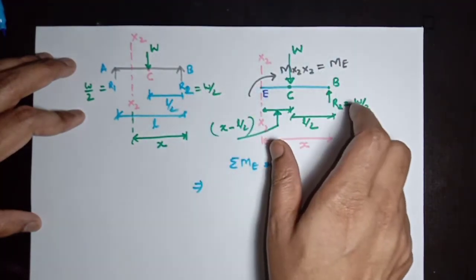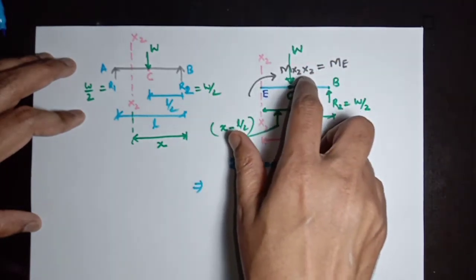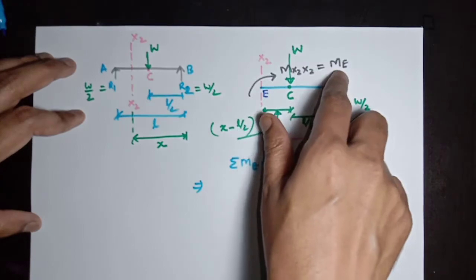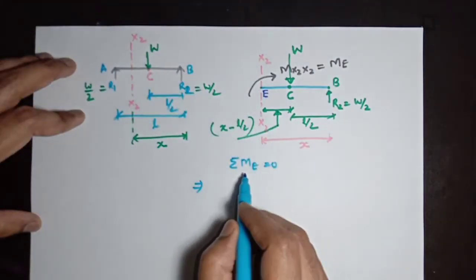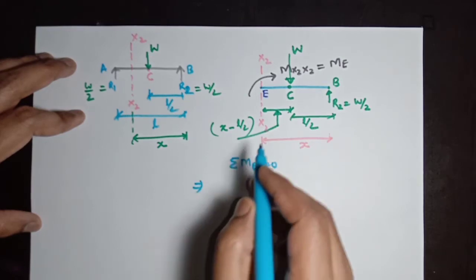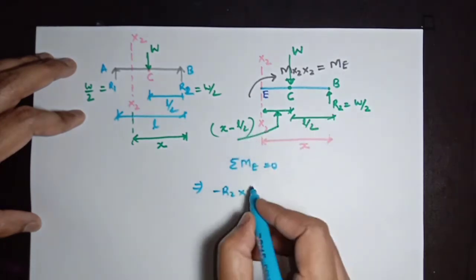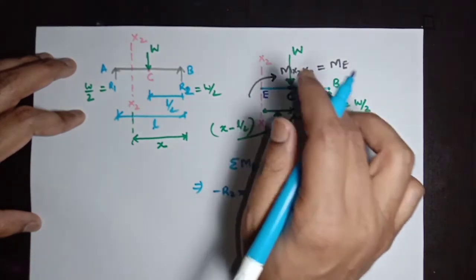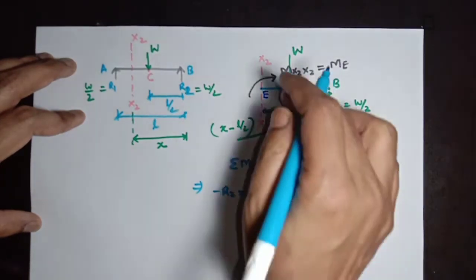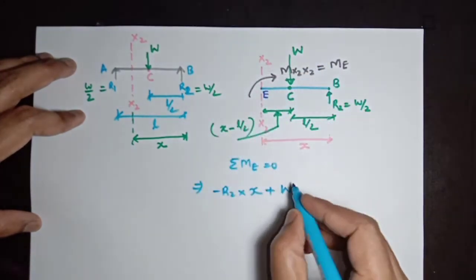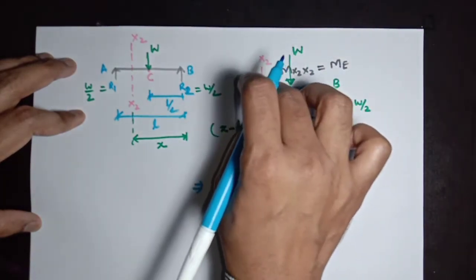And R2 is generating an anti-clockwise moment, and M is also creating a clockwise moment. Therefore, from the equilibrium condition, the summation of moment about E will be 0. Therefore, minus R2 multiplied by distance x, and we are taking load W. W is acting at a distance of x minus L by 2, creating a clockwise moment about point E.